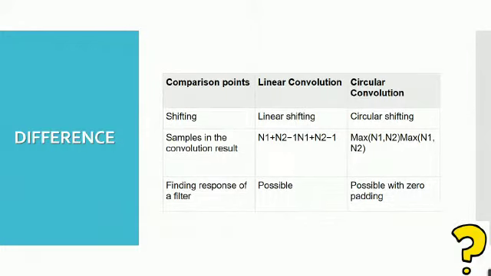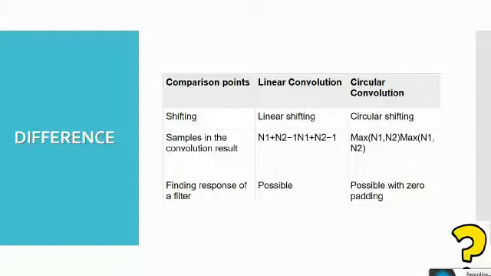After that, the next slide is the difference slide. So what is the difference between linear convolution and circular convolution? The first point is shifting. There is linear shifting in linear convolution and there is circular shifting in circular convolution. As I told you earlier, if you remember that circle, that is circular shifting.